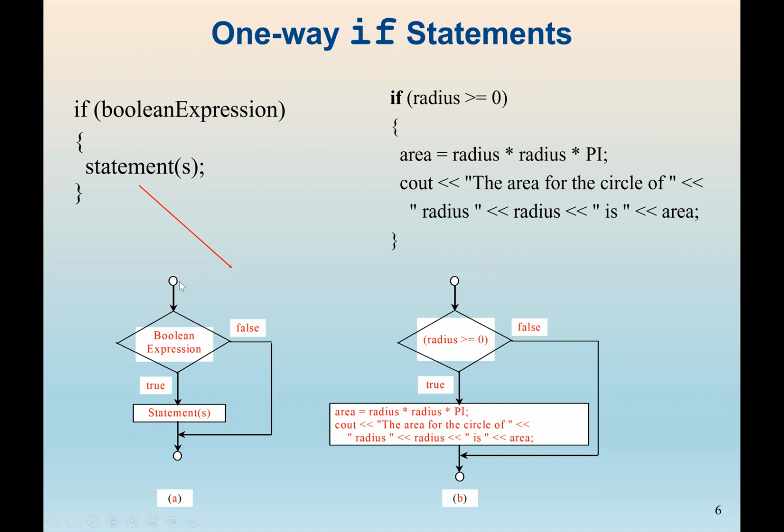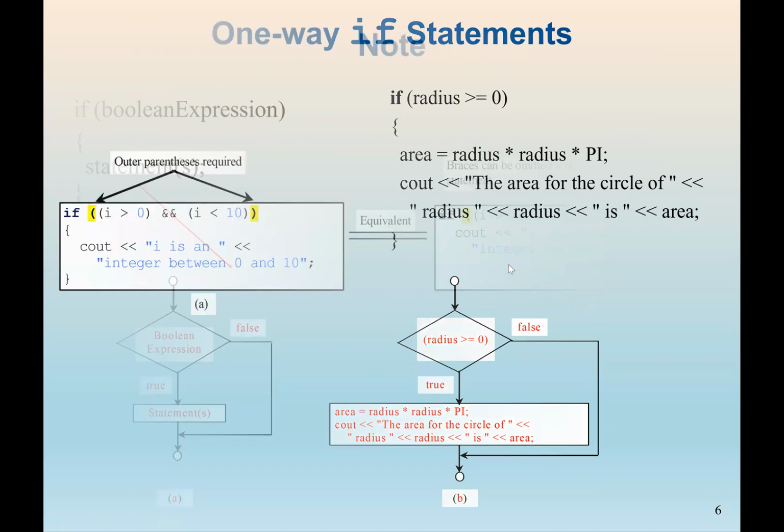So this is the flowchart. We have a Boolean expression in a flowchart. Normally the diamond symbol is a decision symbol. So if it's true, we are going to execute our statement. If it's false, we skip the statement and continue. Same thing applies here. If the radius is greater than or equal to 0, then we can find the area, and then we print the result and we continue. But if it's false, then we are not going to find the area. We skip it.